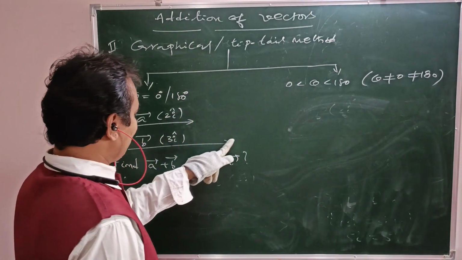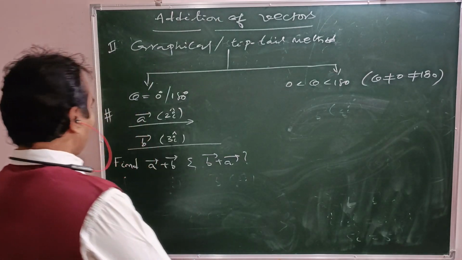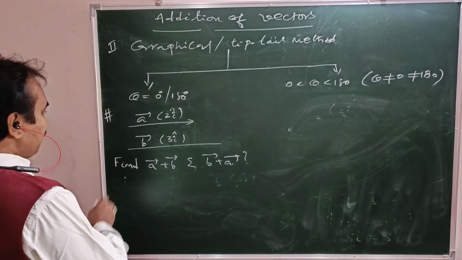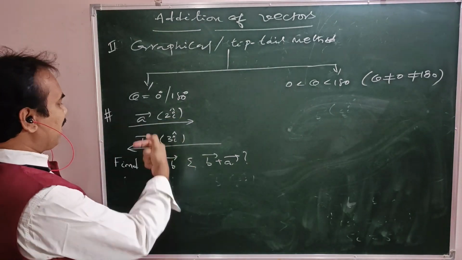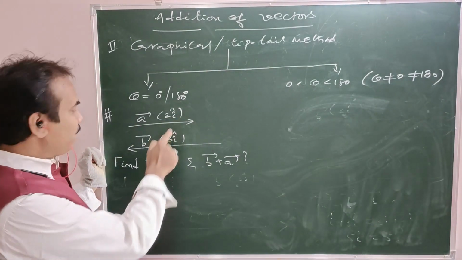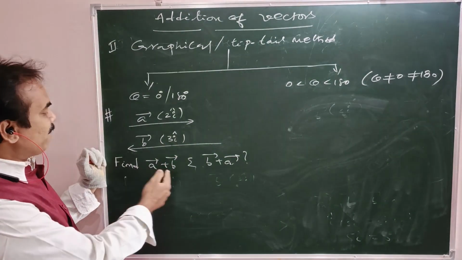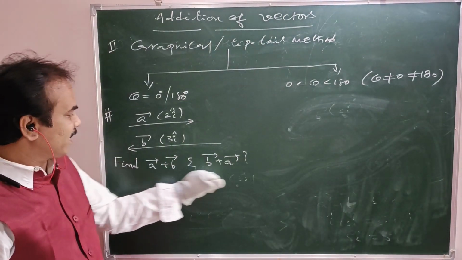Suppose I am flipping this B bar end to end like that. This is B bar. A bar on the right side, B bar on the left side. What is A bar? 2 I cap. B bar means 3 I cap. Find A bar plus B bar and B bar plus A bar once again.